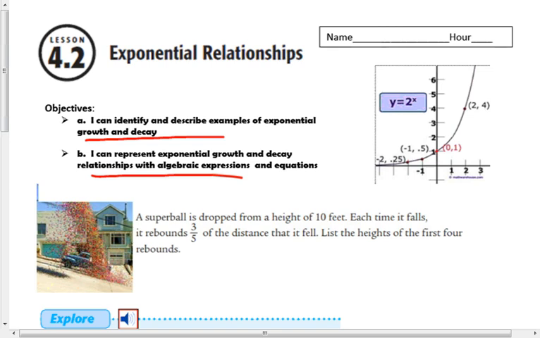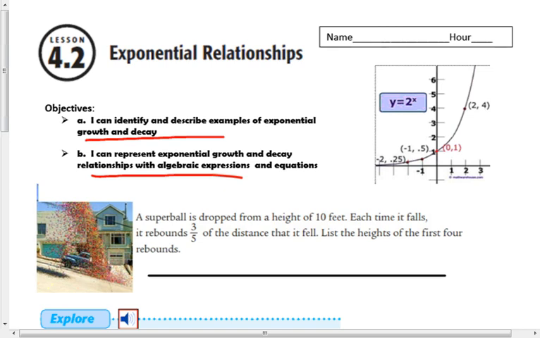All right, so we're going to introduce you to a situation that involves exponential, actually decay. Decay means it goes down. And that is a super ball dropped from a height of 10 feet. Each time it falls, it rebounds 3/5 of the distance that it fell. List the heights of the first 4 rebounds. A table would be handy here to list the heights.